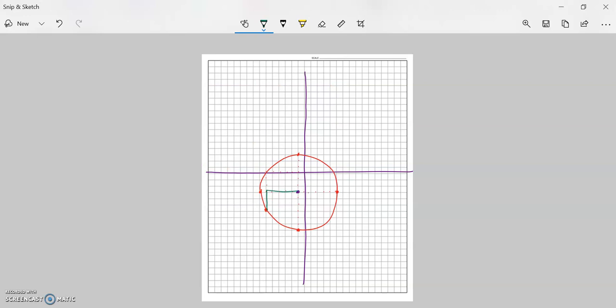So we are going up 3, and we're going over 1, 2, 3, 4, 5. So 3 squared plus 5 squared equals c squared. 3 squared is 9. 5 squared is 25. 25 plus 9 is 34. And then we square root both sides. We get the square root of 34.